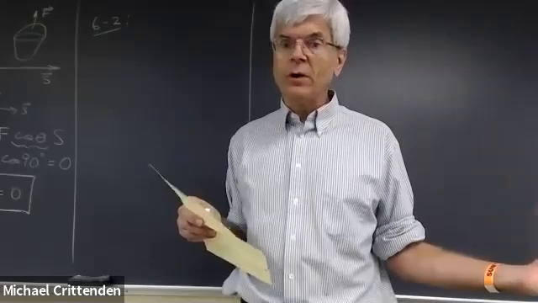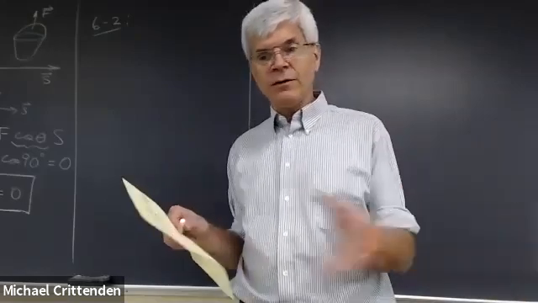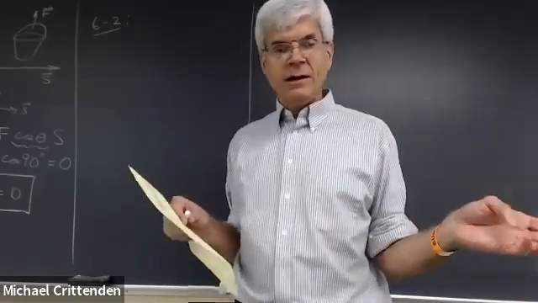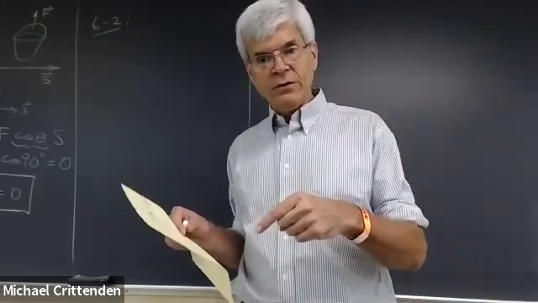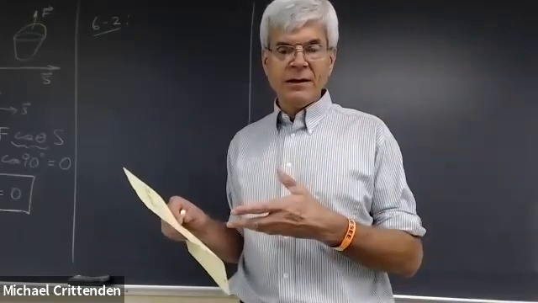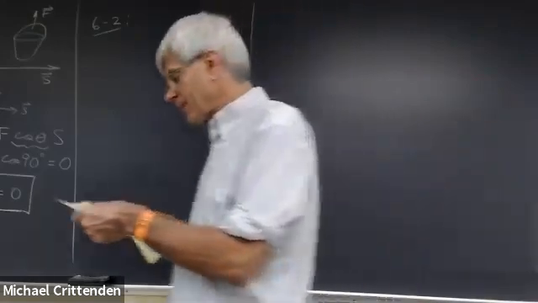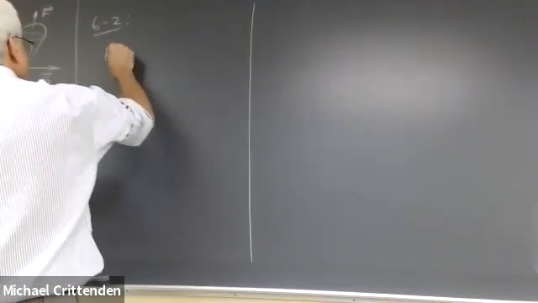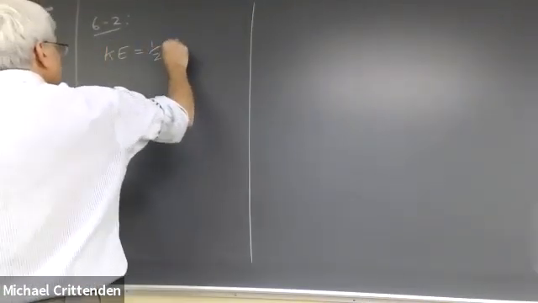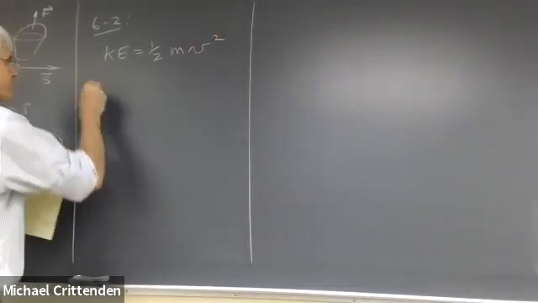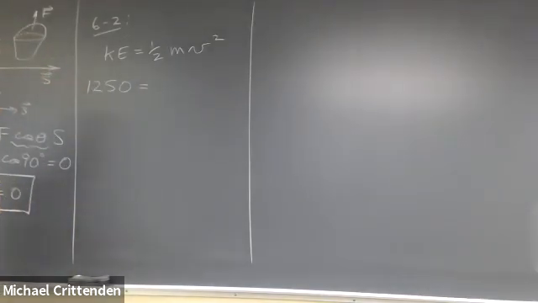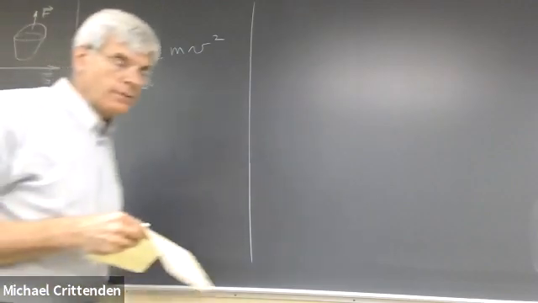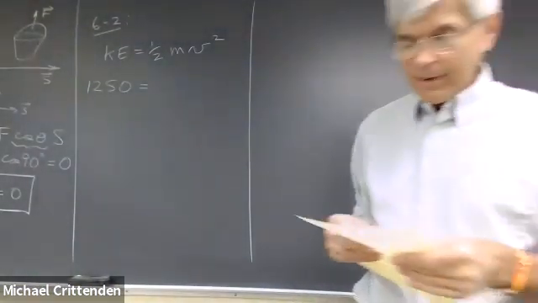Energy is just stored up work. Work is done transferring or transforming energy, either from one place to another or one form to another. So saying work was done on the bullet, or saying energy got added to the bullet, is the same thing. Kinetic energy equals 1/2 mv squared. 1,250 joules is the amount of kinetic energy that the bullet had in the end.